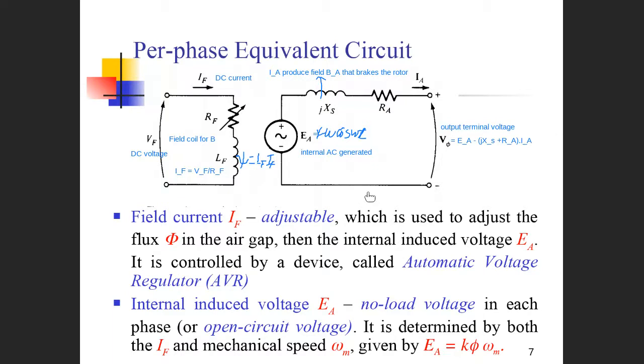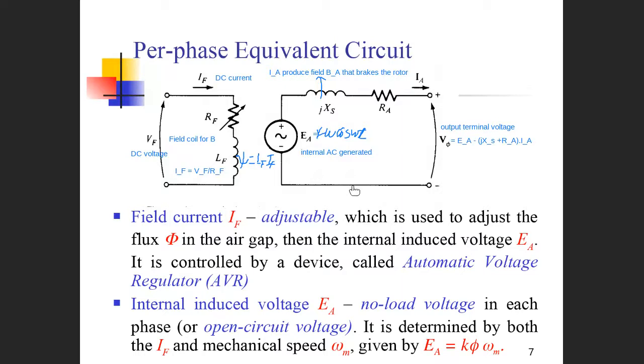Here we're showing you a per phase equivalent circuit for a three-phase generator. So all the parameters here are per phase referred. This is the per phase generated internal AC voltage, this is the per phase synchronous reactance, per phase armature resistance, per phase output armature current, and per phase output terminal voltage. There are relationships between them. So very clear here.